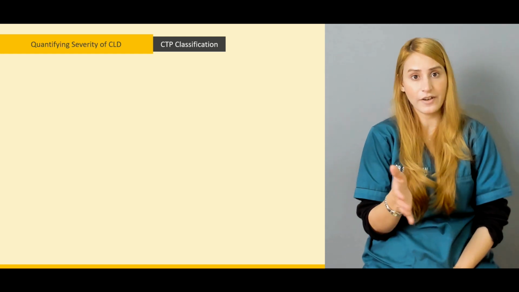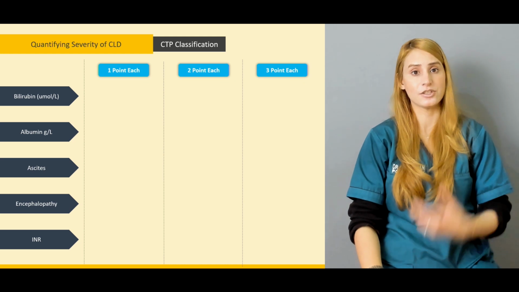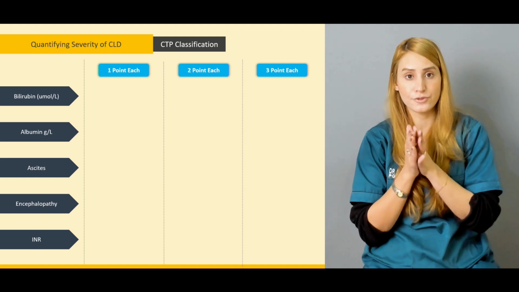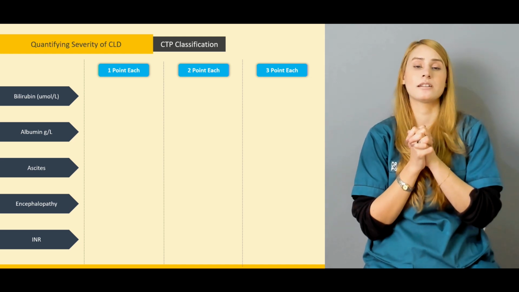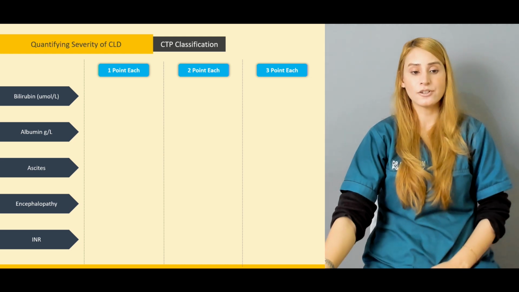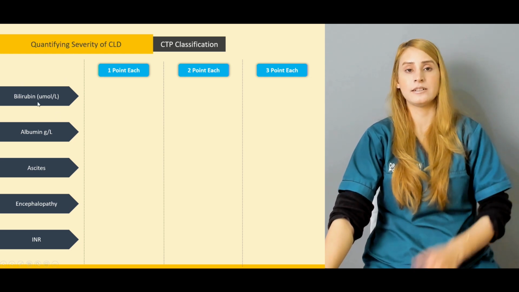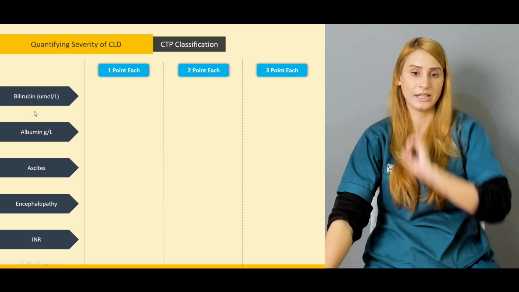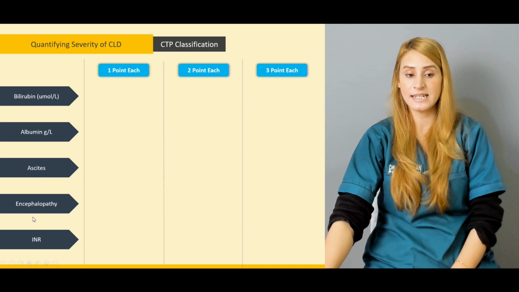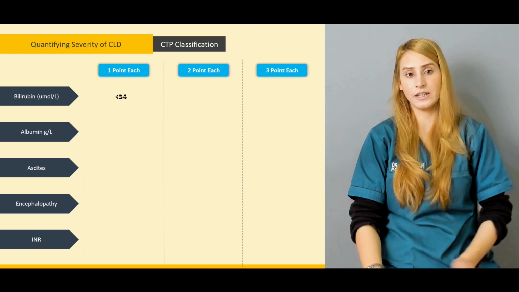Now, to quantify the severity of the disease, we have the CTP classification, which helps us to quantify the severity of the chronic liver disease, because the prognosis and the management of the patient depend on these things. So there are 5 important parameters included in this CTP classification. One is the bilirubin, albumin level, ascites, encephalopathy, and the INR, which would be showing the functional status of the liver.